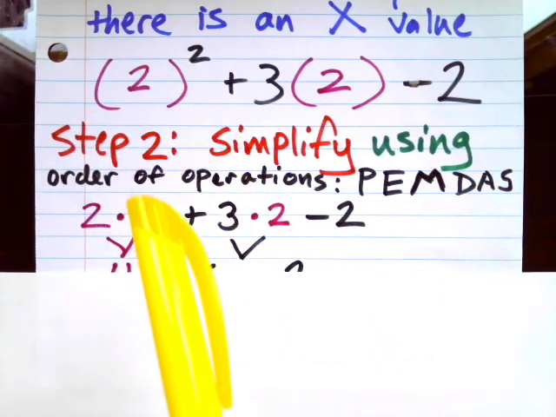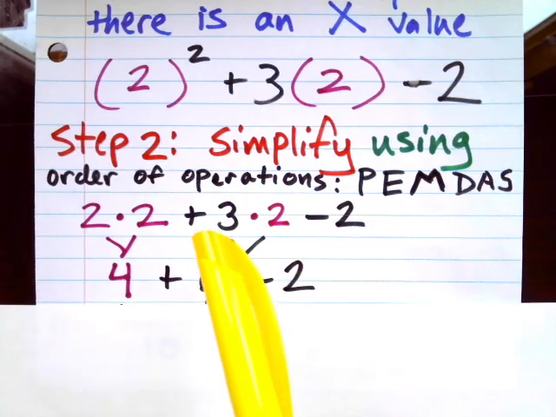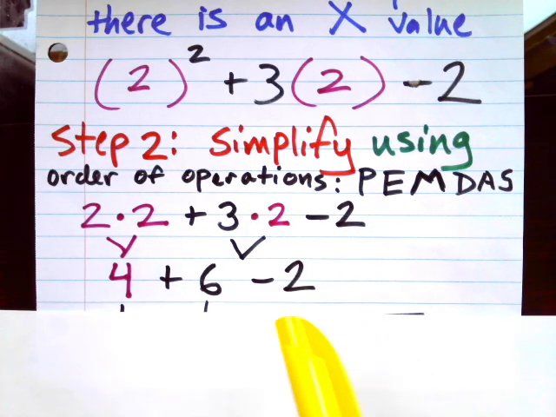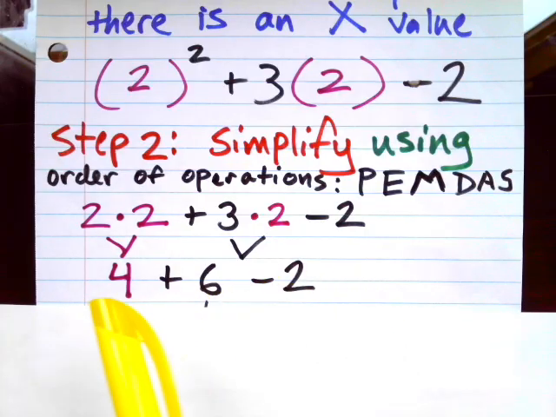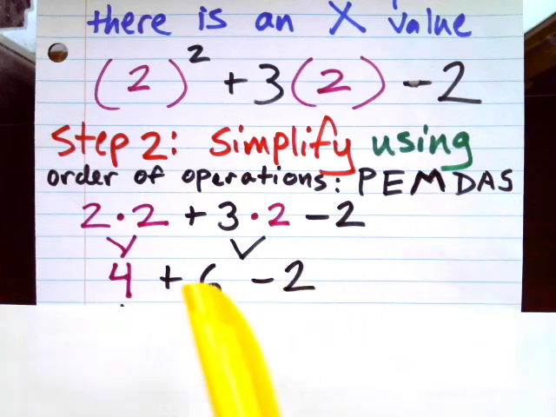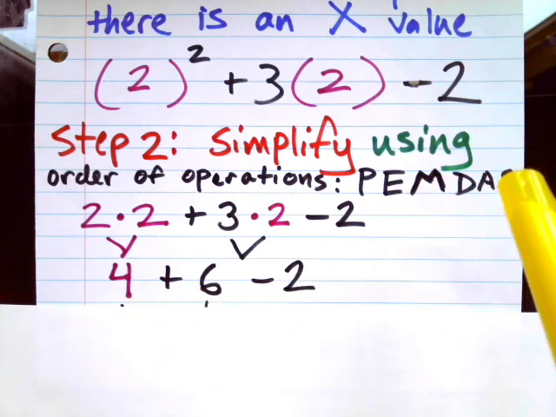So again, 2 squared is 2 times 2, which is 4, plus 3 times 2 is 6, and I just rewrote that negative 2. Are there any parentheses? No. Following the order of operations, any exponents in here? No. Can I multiply or divide here? No. Can I add or subtract?